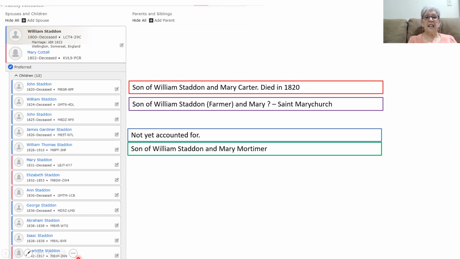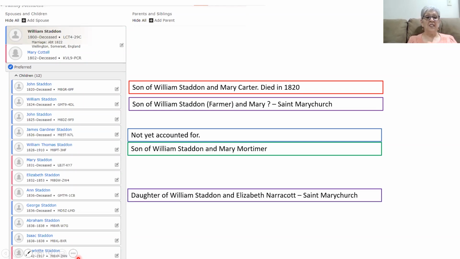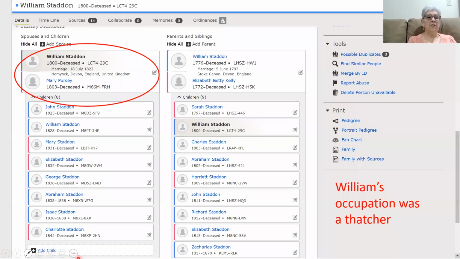I still haven't accounted for John Gardner Stadton, haven't found him yet. William Thomas Stadton was the son of William Stadton and Mary Mortimer, another William and Mary Stadton. And Anne Stadton was the daughter of William Stadton and Elizabeth Narracott, and she was born in St. Mary Church. So I eliminated 1, 2, 3, 4, 5. But there was actually a William that was born to William Stadton and Mary Percy, but it wasn't the William that was attached to them. It was a different William.